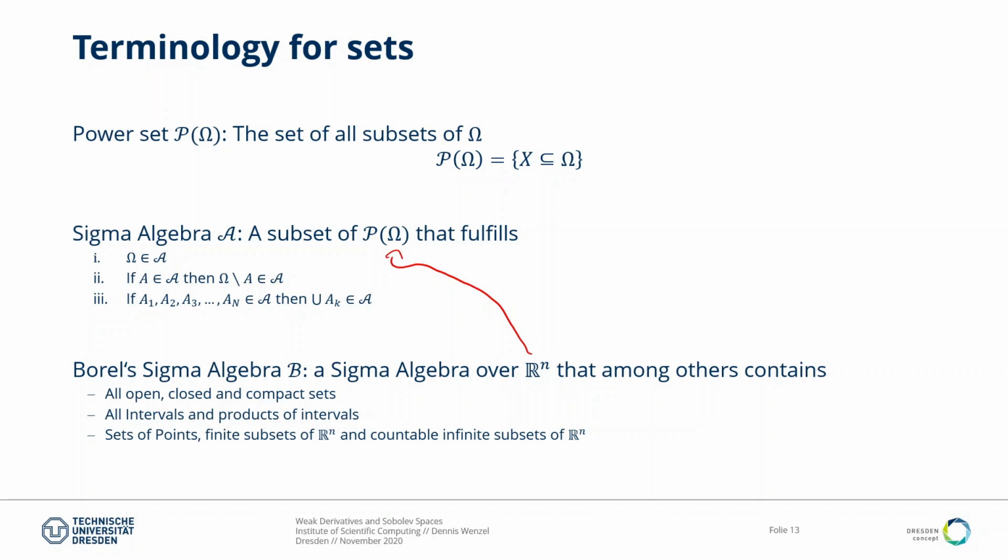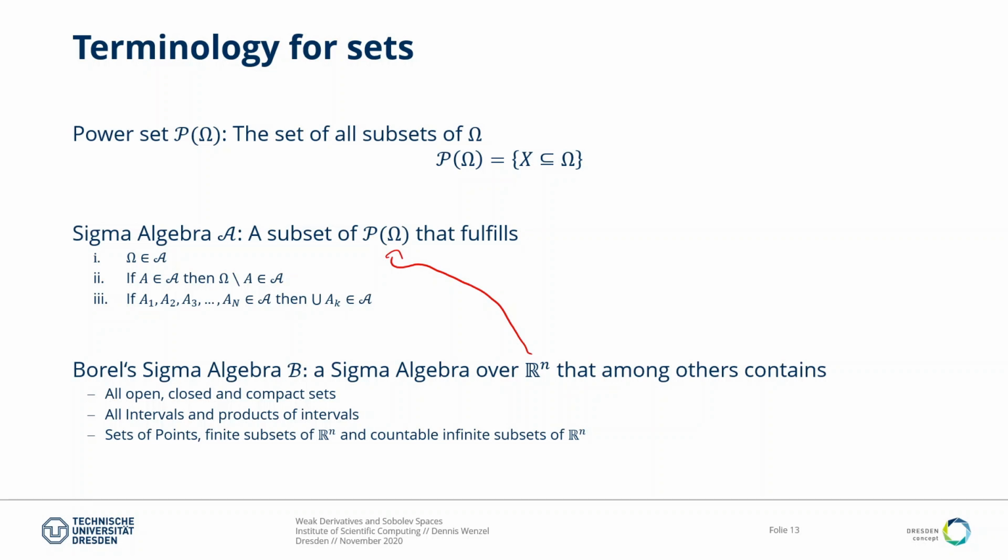And while it is possible to strictly mathematically define this Borel sigma algebra, what you only need to know is that it contains almost all, let's say, important or practically useful types of sets or subsets of R^n that you can need. Every open set, every closed set, every compact set in R^n is in the Borel sigma algebra. Every interval and every product of intervals is in there too. Every set of points and finite subsets and even countably infinite subsets are in there.